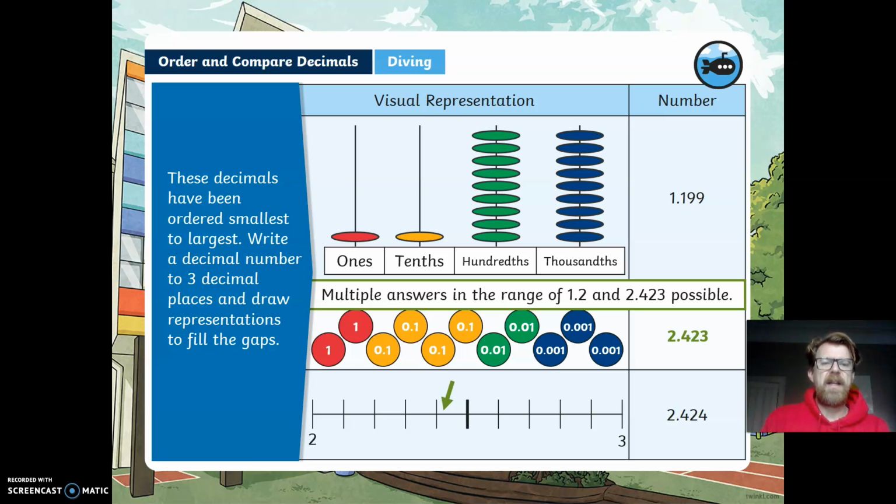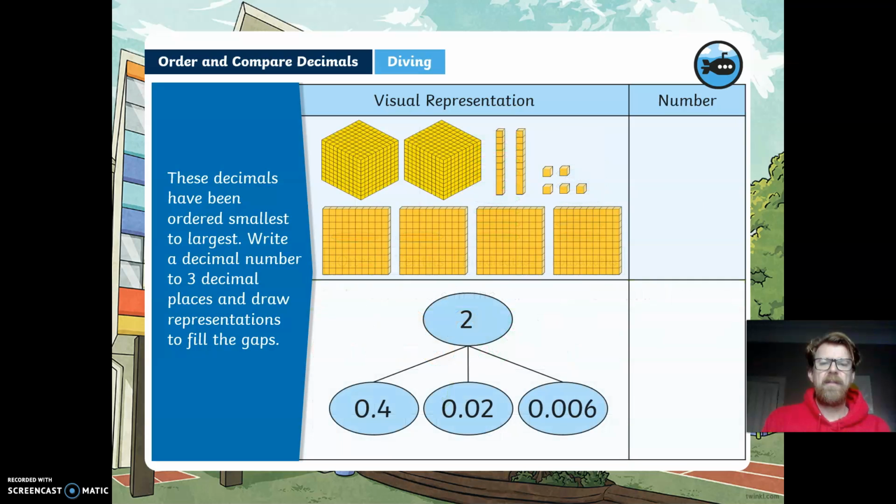So we could actually even put it on a number line. Okay, again, some visual representations. Could you work out, put me on pause in a moment, and work out what numbers you think go on the right-hand side?